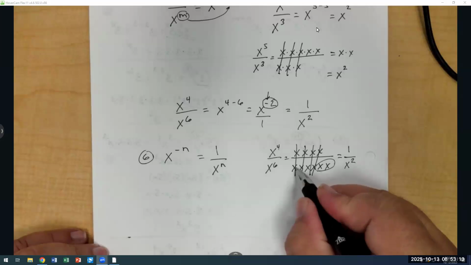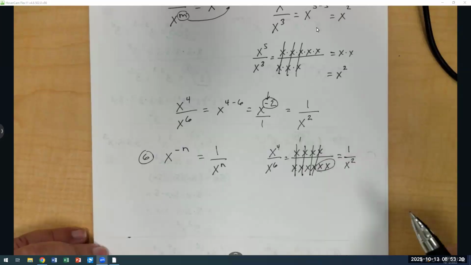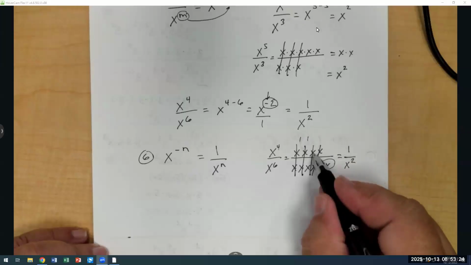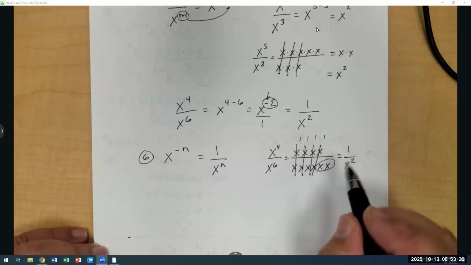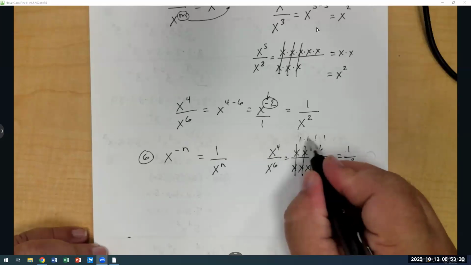Because what happens, how many times does x go into x? 1 time. How many times does x go into x? 1 time. X goes into x 1 time, x into x 1 time. 1 times 1 times 1 times 1 is 1. These are all multiplied together.